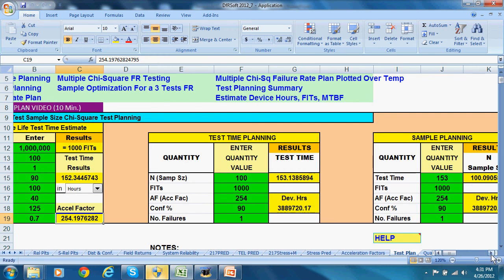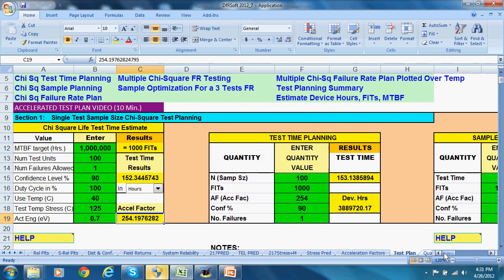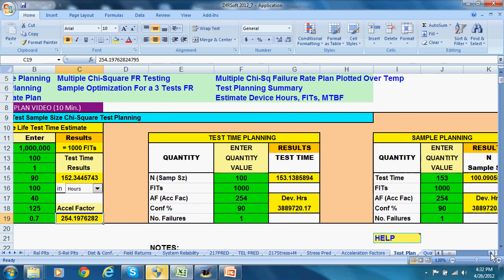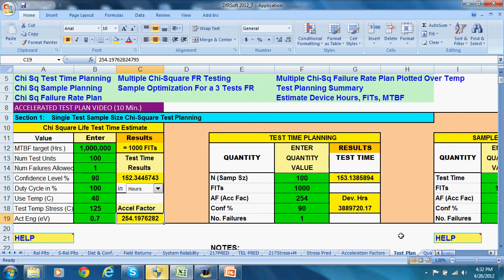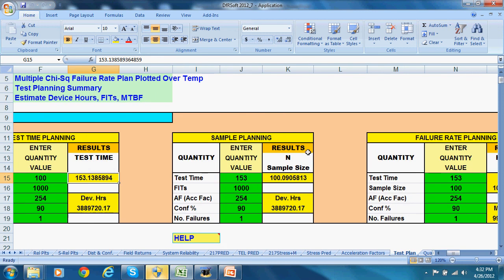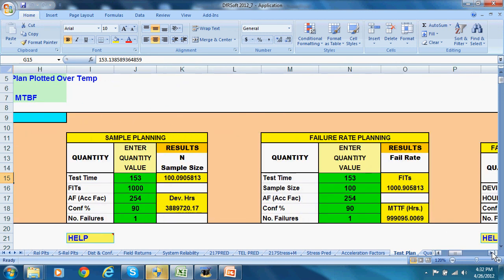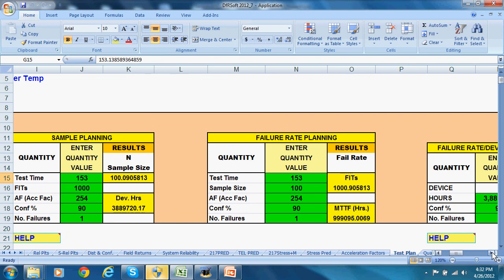Then there's another calculator. This is a simpler calculator. We entered the same kind of parameters, and each calculator on the right will answer the question on the top line. So if we put in test time, it'll tell us what our test time should be. In this calculator, we've set it up for the same parameters: 100 samples, looking at 1,000 FITs. Our acceleration factor is 254 from down here. It says we need to test for 153 hours. And there's your sample size planning and your failure rate planning. Same kind of questions, different achieving.